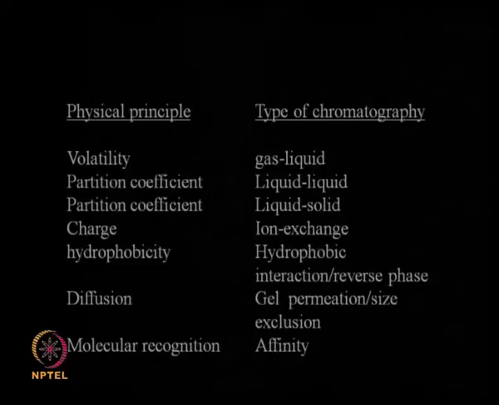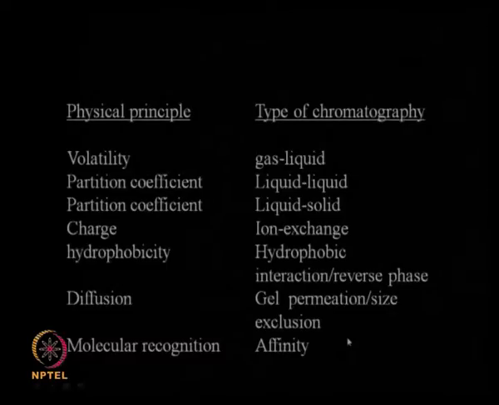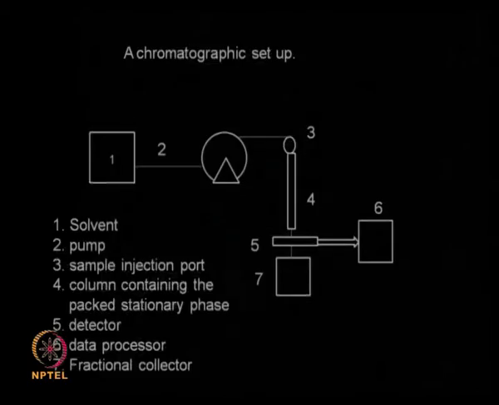And then we have molecular recognition. So you have a ligand which will recognize only a certain protein; the ligand will not recognize any other protein. Then it is called an affinity chromatography. So with many different principles, you can have different types of chromatography.